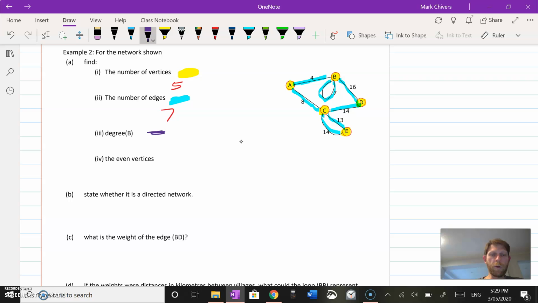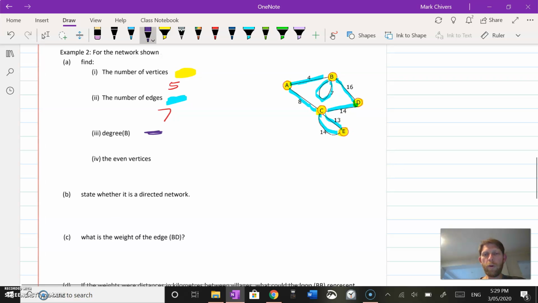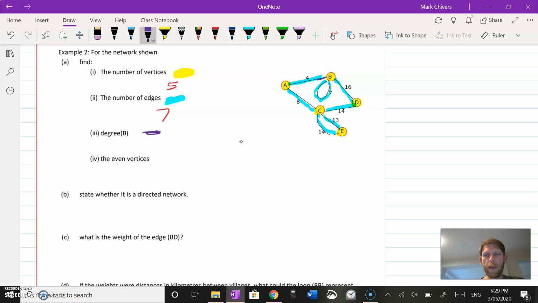The degree of B, so for the degree of B, we're just going to count. So I'm going to use a purple texture here. We're going to count how many edges come off B. Now, importantly, obviously we're going to have 1 there, 2 there, and obviously 3 there. But in the case of a loop, we count both sides of the loop. So the degree of B is 4. So there's 4 edges coming off vertex B.